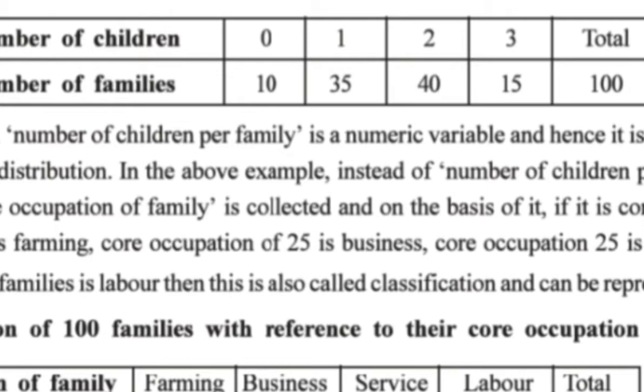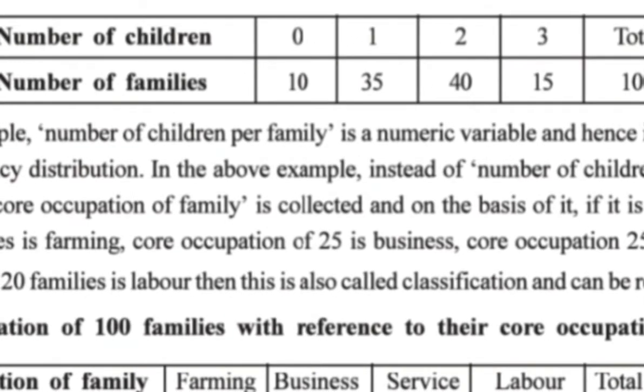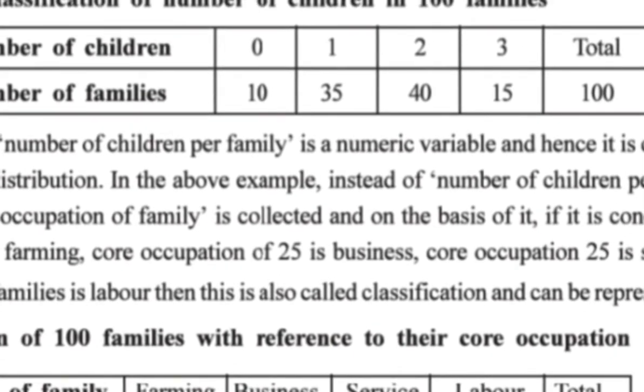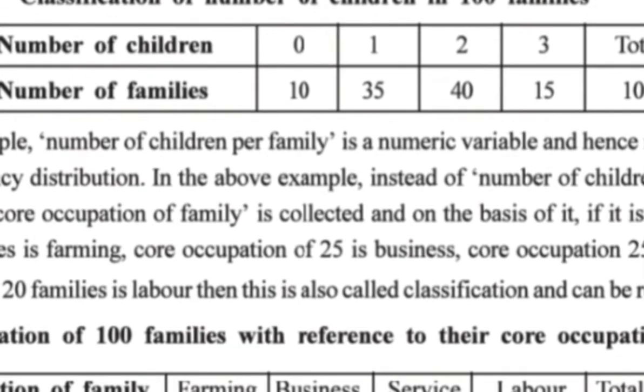This is an example of quantitative type of classification, because if you look at the first row, you would find numbers have been given, that is 0, 1, 2 and 3 children. That's why such a type of classification can be regarded as of quantitative type.